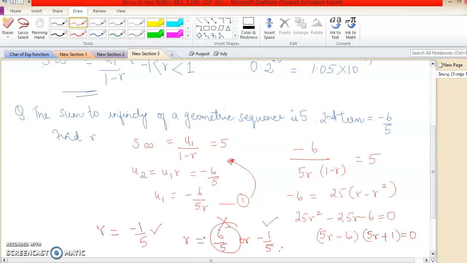So it's very important for you to find out, based on the conditions of a converging series, which value of r is applicable and reject the other value. So I hope you've understood, and then we'll move on to the rest of our problem solving questions and understand it further.